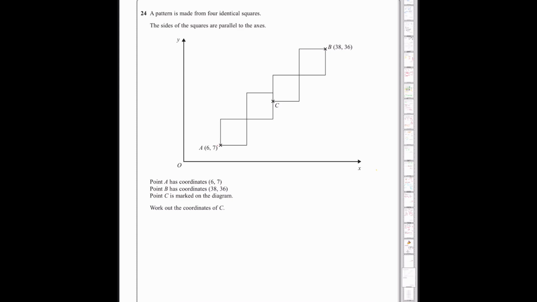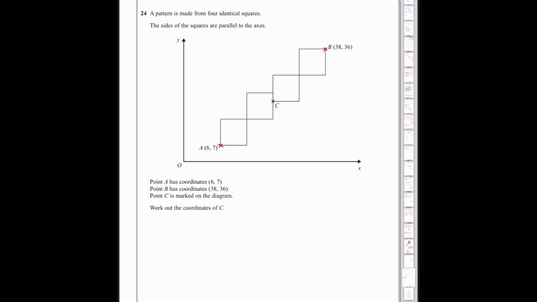Anyway, a pattern is made from 4 identical squares. The sides of the squares are parallel to the axes. Point A has coordinates 6, 7, just here. Point B has coordinates 38, 6, just here. Point C is marked on the diagram and it wants us to work out the coordinates of point C.